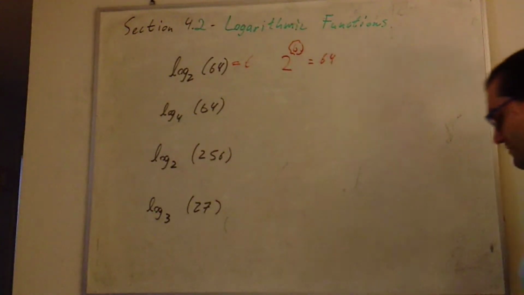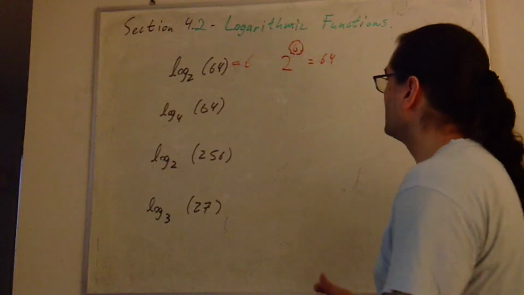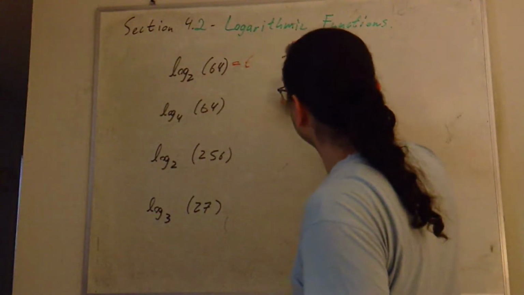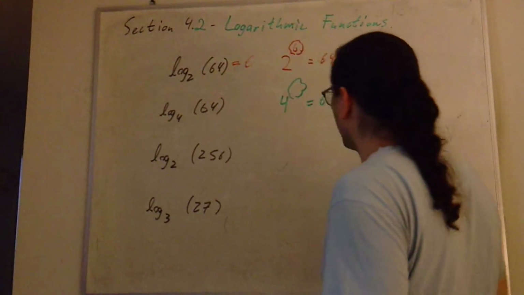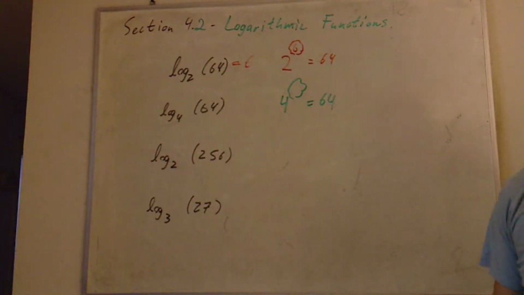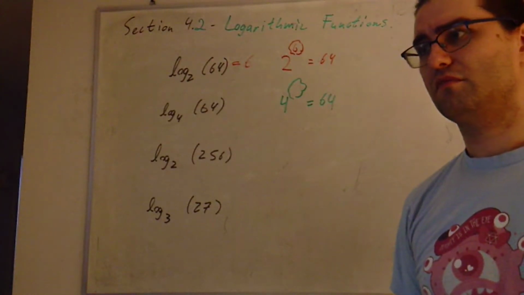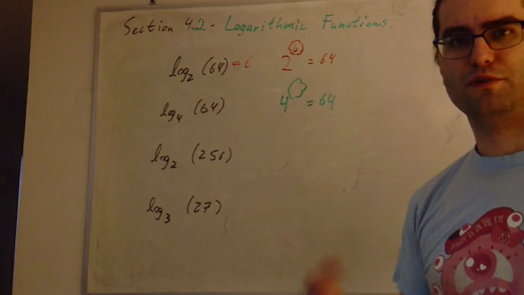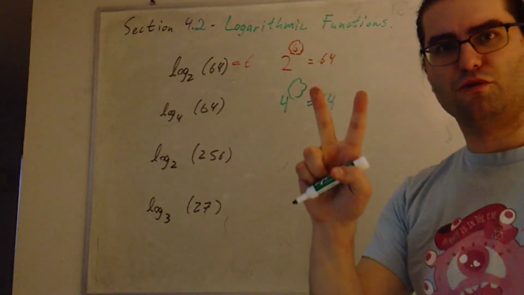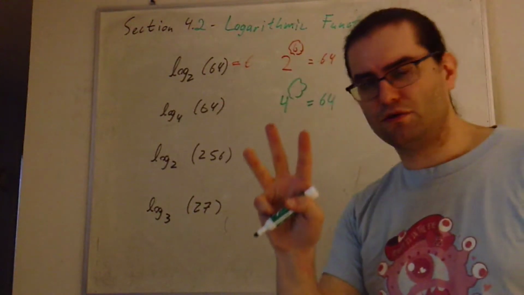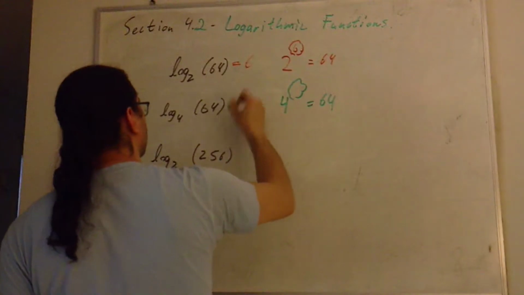Log base 4 of 64 is asking a similar question. What exponent can I put on top of 4 to get 64? And this one, if you're following along at home, you can count by 4's if you like. 4 times 4 is 16. That's 2 4's. 16 times 4 is 64. So that will get us there in 3 steps.